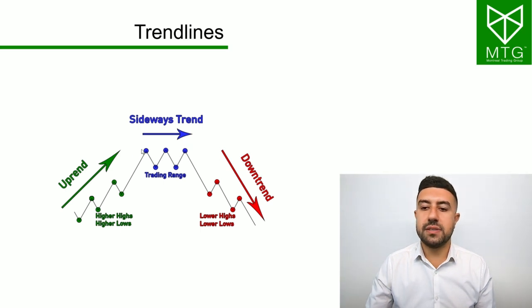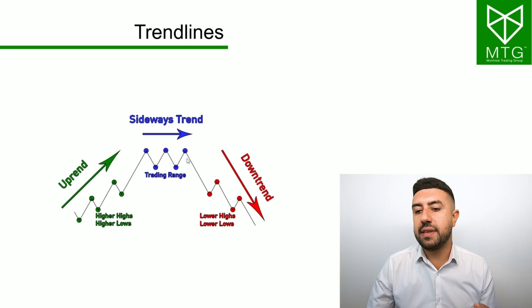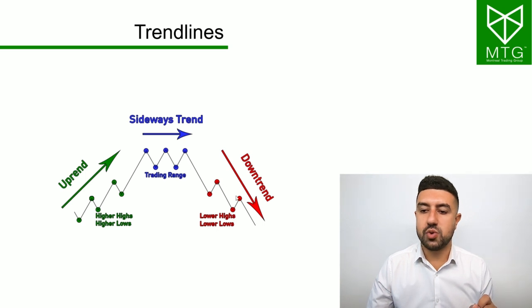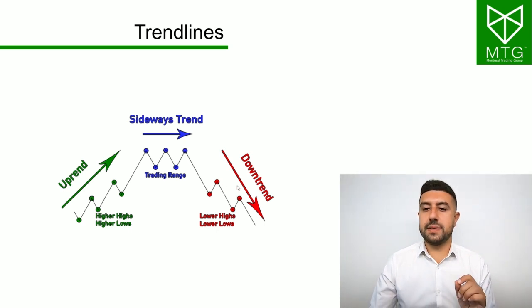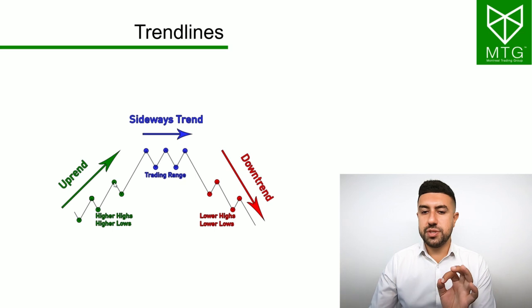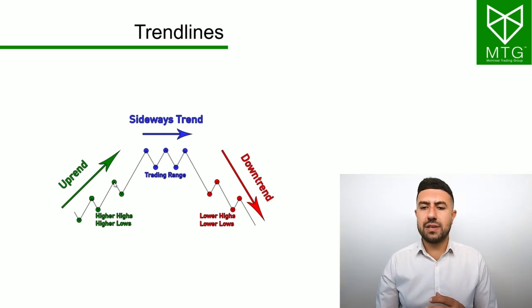If it's going sideways, so the lows are at equal prices to each other, and the highs are at equal distances from each other, then we say it's going sideways, it's trading in a range. And if it's going down, we say it's a downtrend. A downtrend is going to have lower lows and lower highs as well. And when something is going in a direction, it has some type of momentum.